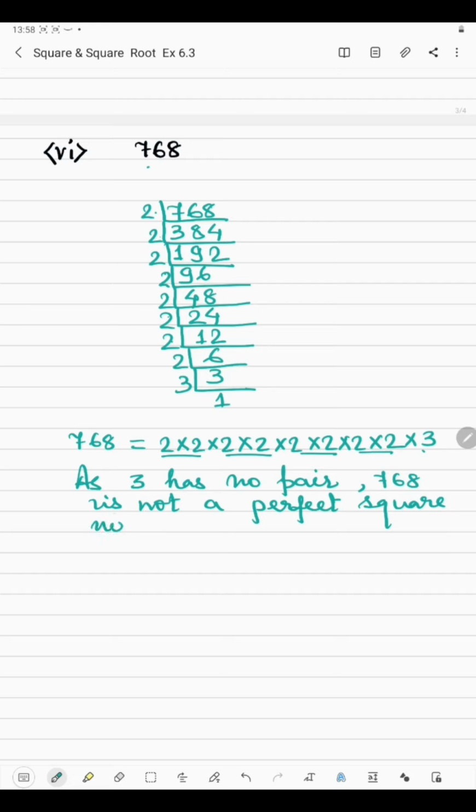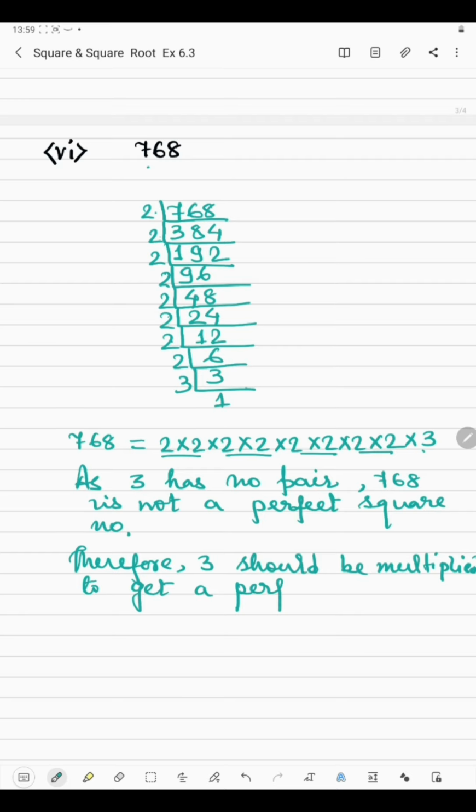That means what should be multiplied to get a perfect square number? It's 3, only 3 has no pair. So we'll write, therefore 3 should be multiplied to get a perfect square number. Okay, now we will have to find the square number.